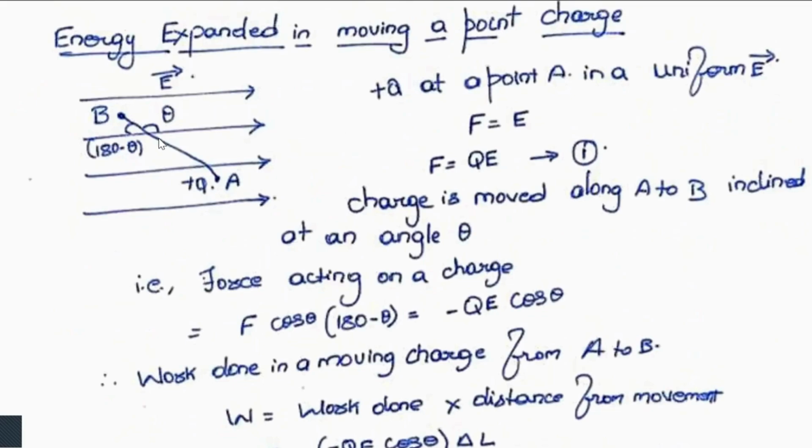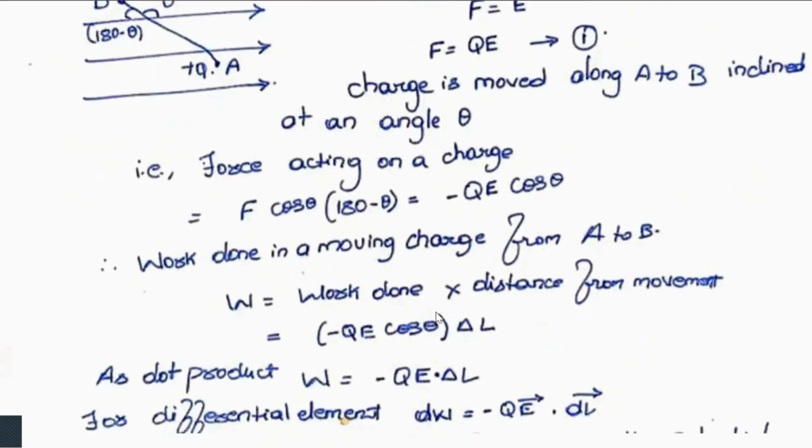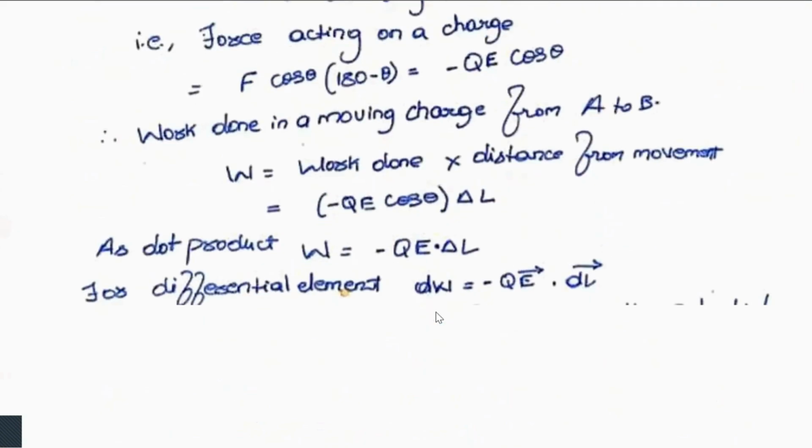Now the force acting on this charge is F cos of (180 minus theta), because you have to consider 180 minus theta here. What is F? F is equal to Q into E, and cos of 180 minus theta is minus cos theta. Then work done in moving a charge from A to B will be force into distance moved, so minus QE cos theta into delta L. Delta L is the length moved. Now as the dot product, W is equal to minus QE into delta L. For the differential element, we can say dW is equal to minus Q E vector dot dl vector.